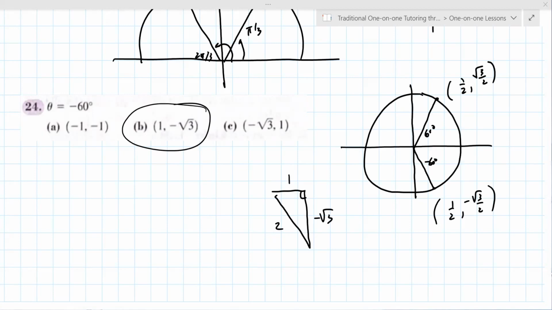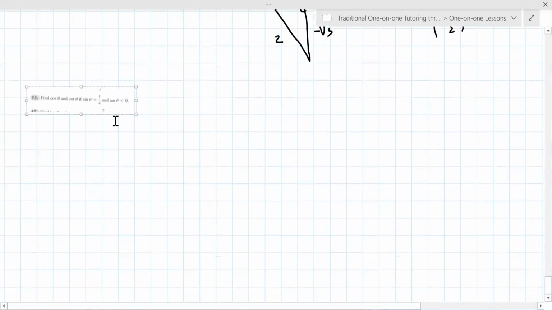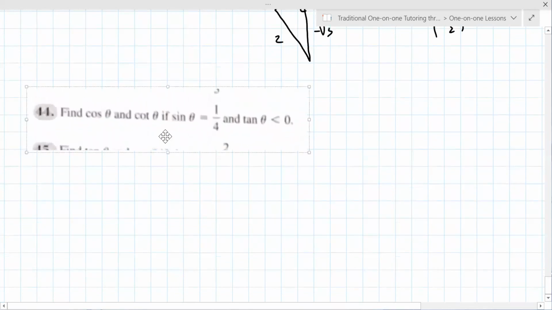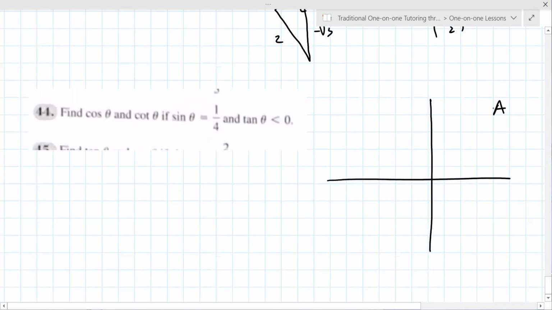Okay, 44. Find cosine theta and cotangent theta if sine theta equals 1/4 and tangent theta is less than 0. So there's this mnemonic ASTC. Have you seen this before? Okay, so it stands for all students take calculus. At least that's the appropriate version of it. And A means that they're all positive. So sine, cosine, and tangent are positive.